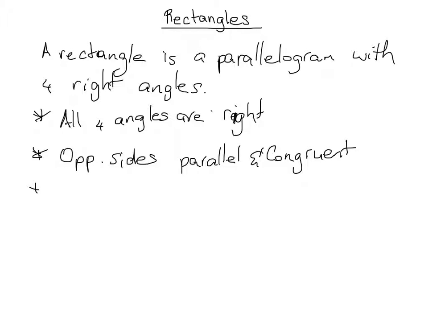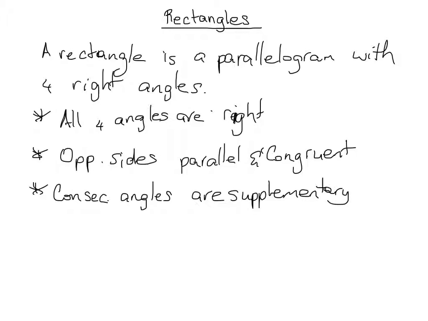just like a parallelogram. We need to know that the consecutive angles are supplementary, and that's kind of a given since everything is 90 degrees. 90 plus 90 gives you 180, but that's okay, we'll write it down. So consecutive angles are supplementary. They're also congruent because they're 90 degrees each.